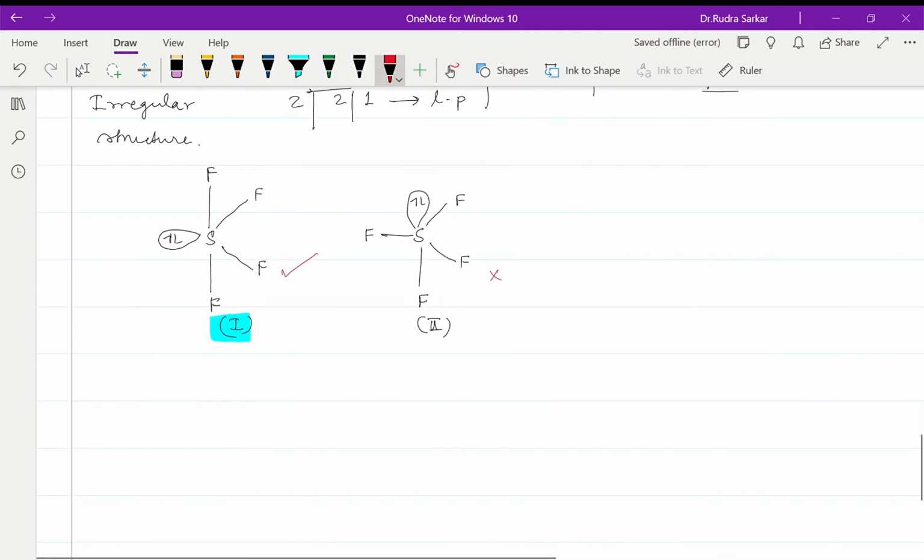Now, this structure that you see, remember, while predicting the shape of the molecule, we do not take the lone pairs into consideration. So this particular structure that you see is going to look something like this. We have to imagine it is something like this. That is going to look like that. So this particular shape, we call it seesaw.